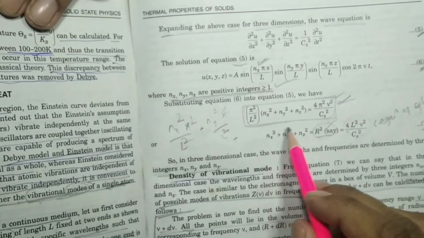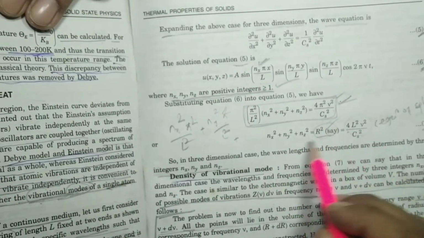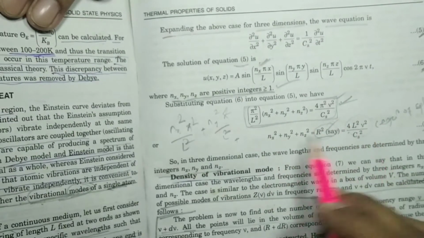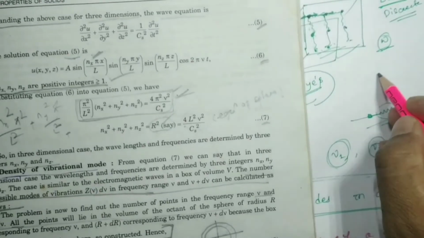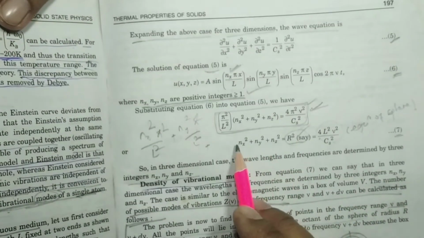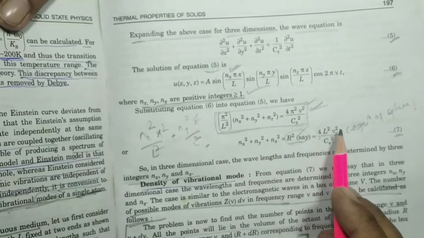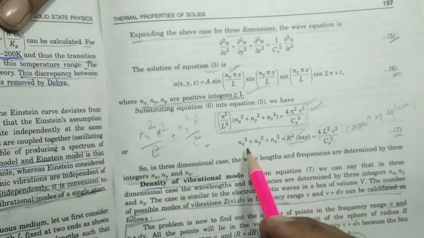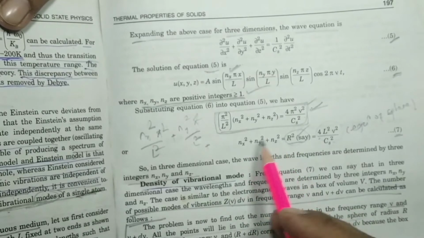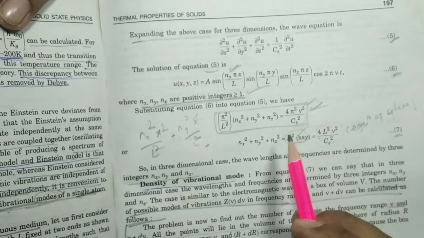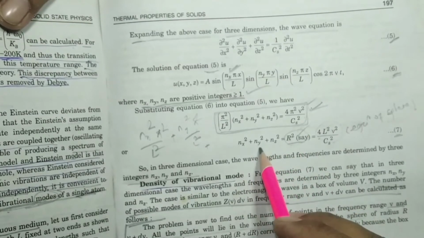That means this equation looks like a sphere, right? Because what is the sphere equation? x square plus y square plus z square equal to r square. This is the sphere equation. So this looks like a sphere, and we can consider the corresponding sphere to be drawn by considering nx, ny, nz.